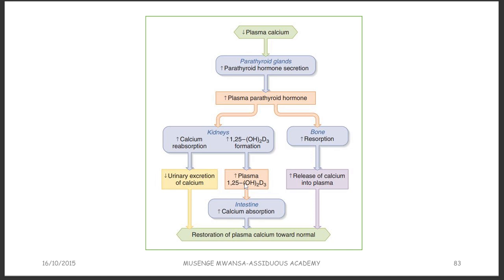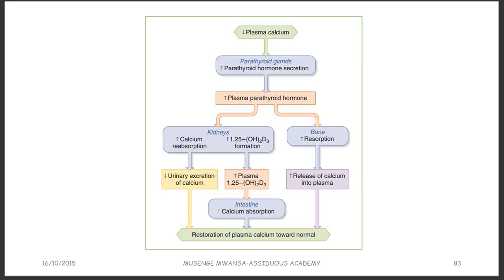And what the 1,25 dihydroxycholecalciferol, or 1,25 dihydroxy D3, does is that it will go now to the intestines, and in the intestine it will tell the intestines, hey intestines, can you absorb more calcium?